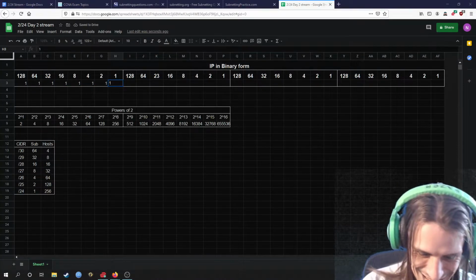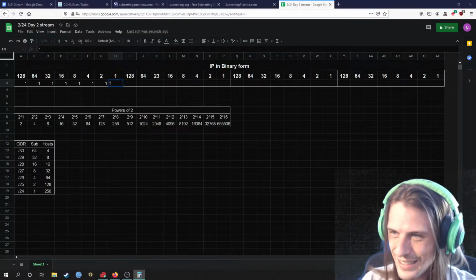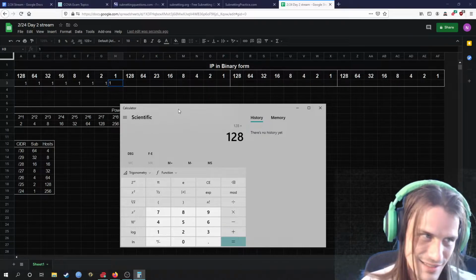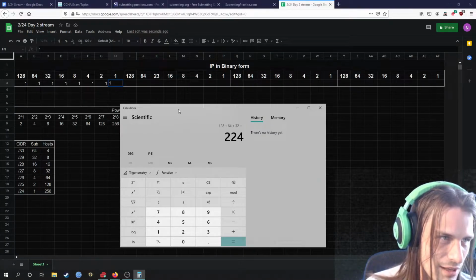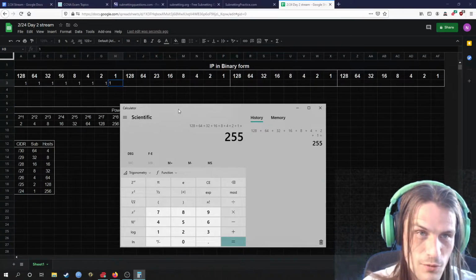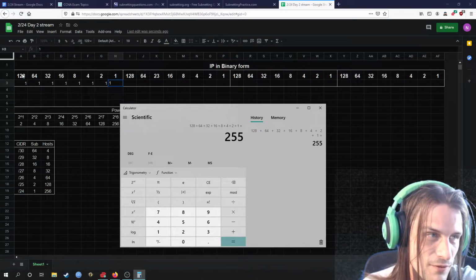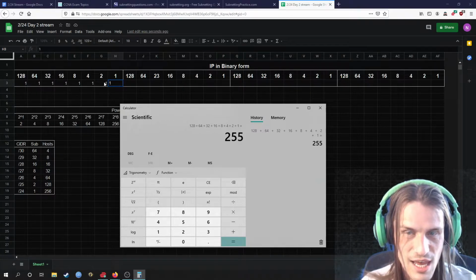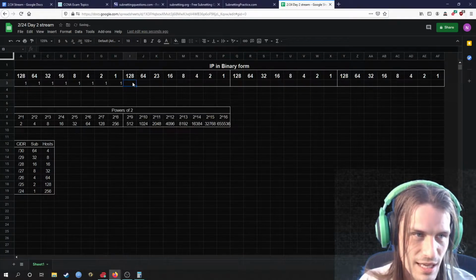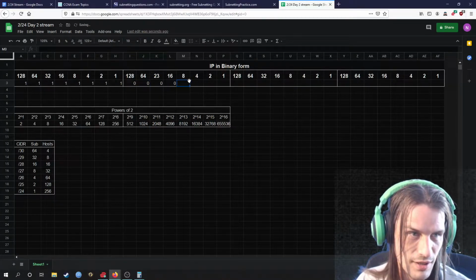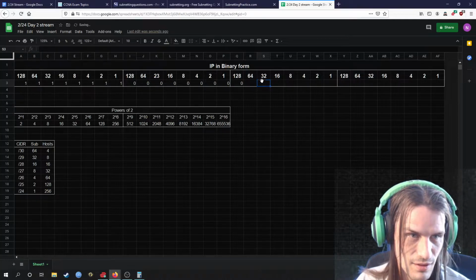Let's pull up the calculator here real quick. To actually show the math, if we add 128 plus 8 plus 4 plus 2 plus 1, it equals 255. So all these first ones in the octet are in the on position. That's a /8 subnet. Everything else is 0. Nothing else is activated.